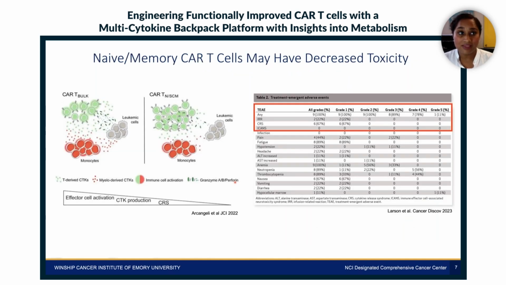Furthermore, recent studies have indicated that these naive or memory CAR T cells may also have decreased toxicity in patients. We know that there are significant toxicities, such as cytokine release syndrome and neurotoxicities known as ICANS, that are associated with CAR T cells. Both preclinical and clinical studies using either sorted or enriched products for naive or memory CAR T cells have indicated that these products may result in less severe toxicities being experienced by patients.